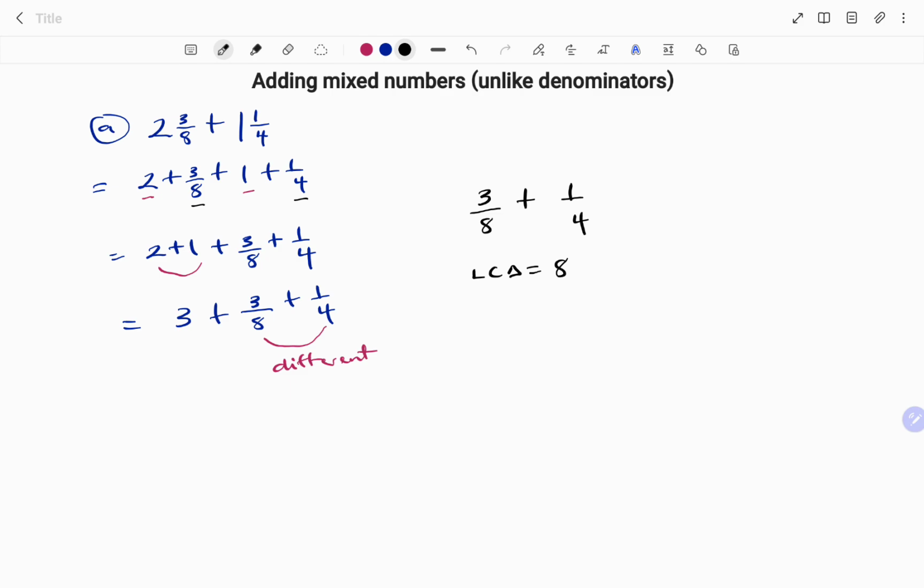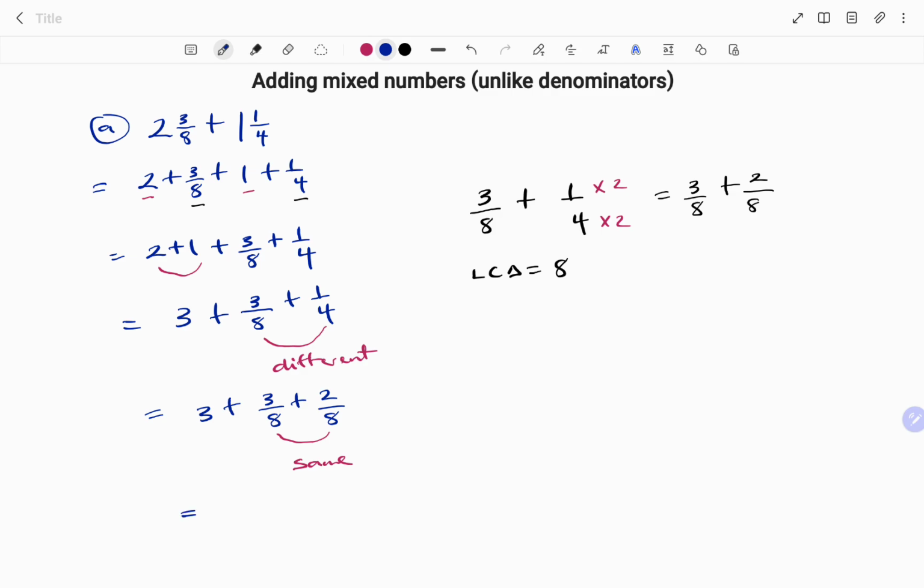But on the right-hand side, I have 1/4. To change my denominator to 8, I'm going to be multiplying by 2. And for fractions, whatever you do at the bottom, you do at the top. So this will give us, I still have my 3/8, plus 1 times 2 is 2, and 4 times 2 is 8. If I put that back into my question, I have my 3 plus 3/8 plus 2/8. If you check my denominators, now they are the same.